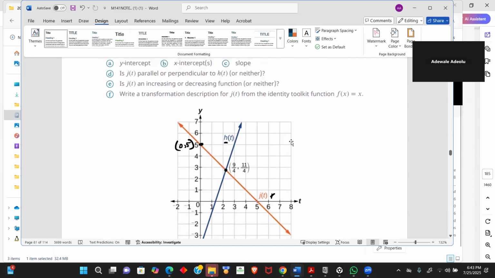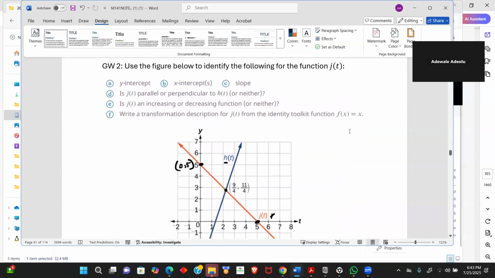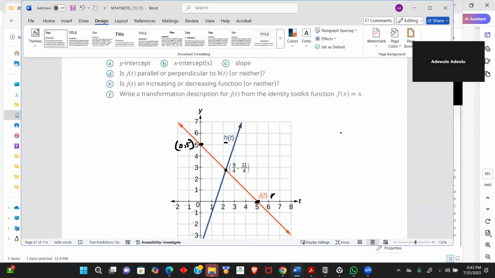X-intercepts. Now, I've not talked about x-intercept, but your guess is as good as mine. If the y-intercept is the point where x is 0, the x-intercept is the point where y is 0. So this is the x-intercept, or the point where your line passes through the x-axis, in this case the t-axis. Now the slope. I believe you should be able to find the slope. I will leave you with that.